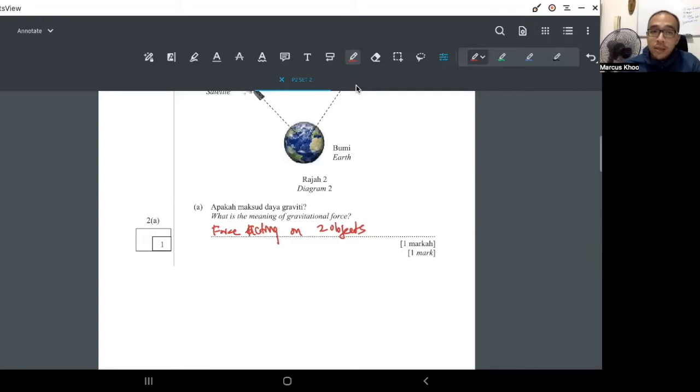In Malay, it's daya yang bertindak di antara mana-mana dua jasad dalam alam semesta, in the universe. It's a very strange definition, but force between two objects, I think it is fine. You can say it's an attracting force that is acting on both objects, any two objects in the universe, that's fine.